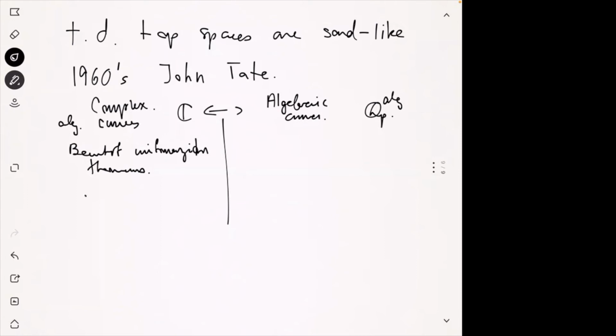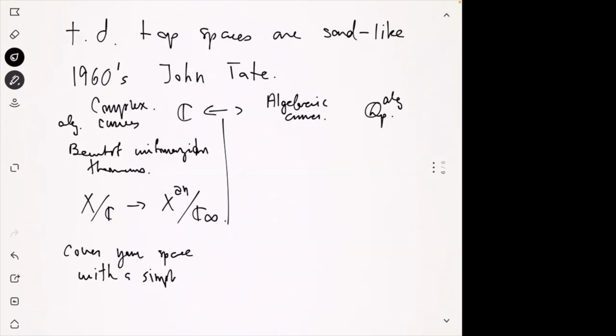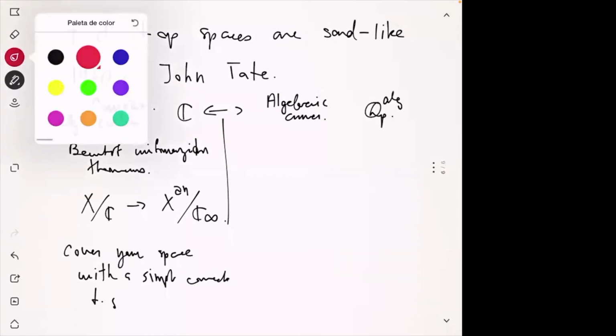Nevertheless, when you analytify, you get the uniformization theorem, which says that, roughly speaking, you can cover your complex curve with a simply connected topological space, which is Hausdorff, and you see a lot of geometry there, right? So this is, roughly speaking, cover your space with a simply connected space. And so John Tate said, okay, can we replicate this theory here?